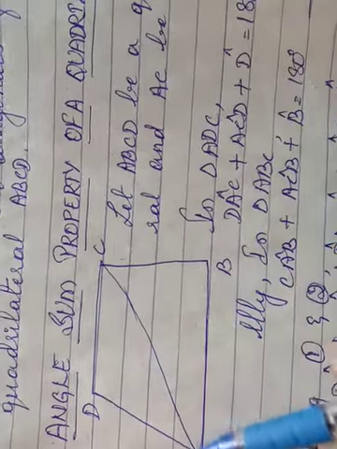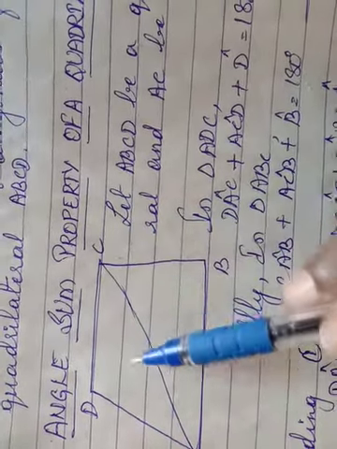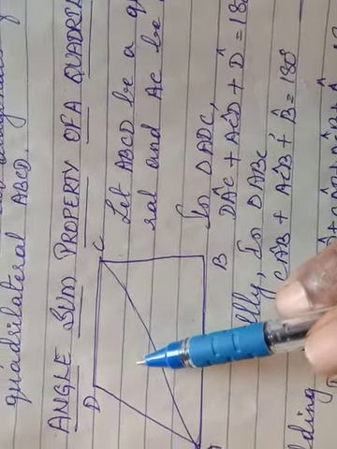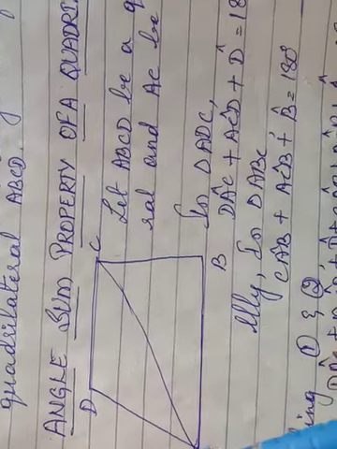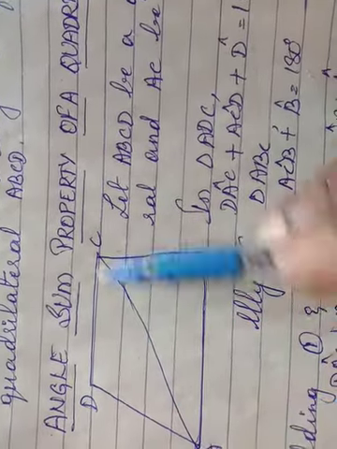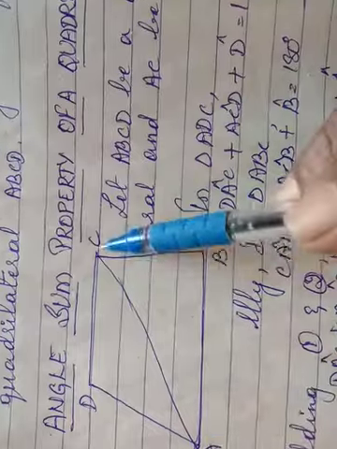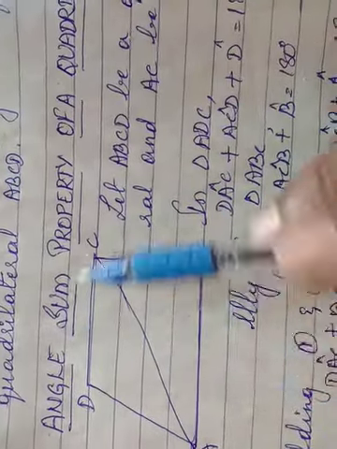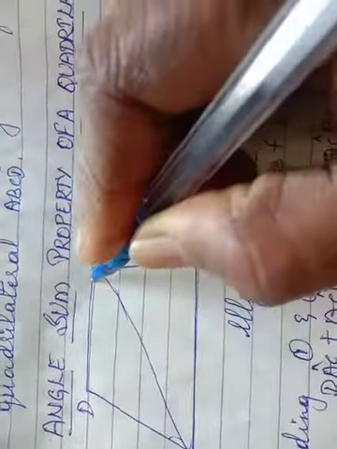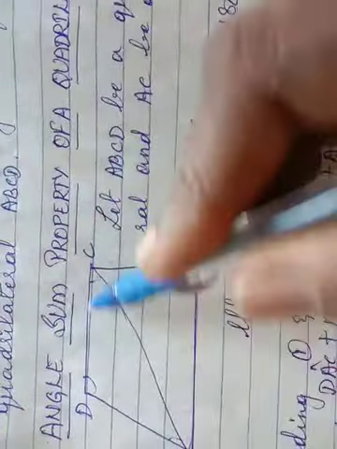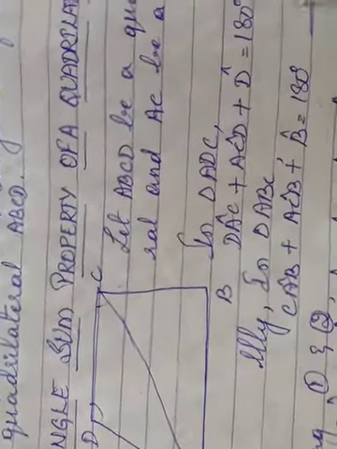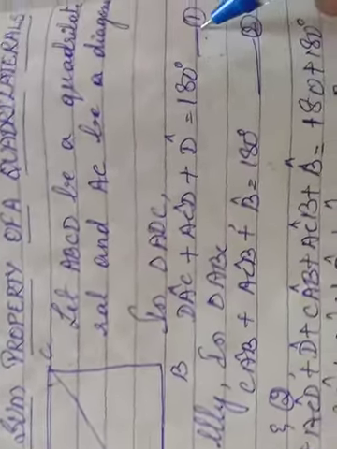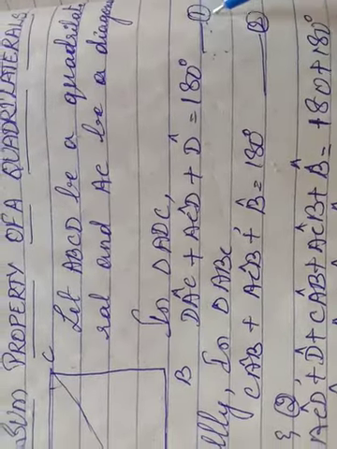In ADC, we are using the angle sum property of a triangle. Angle DAC plus angle ACD plus angle ADC. These are the angles. The sum of these angles is equal to how much? 180 degrees. Let us call this 1.